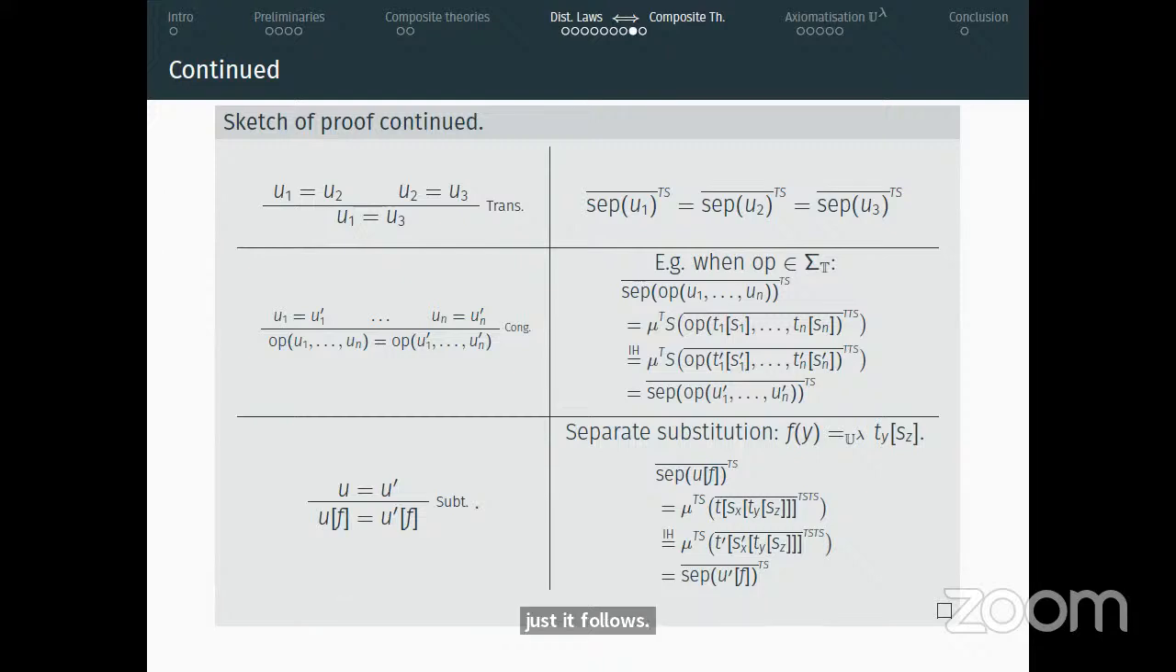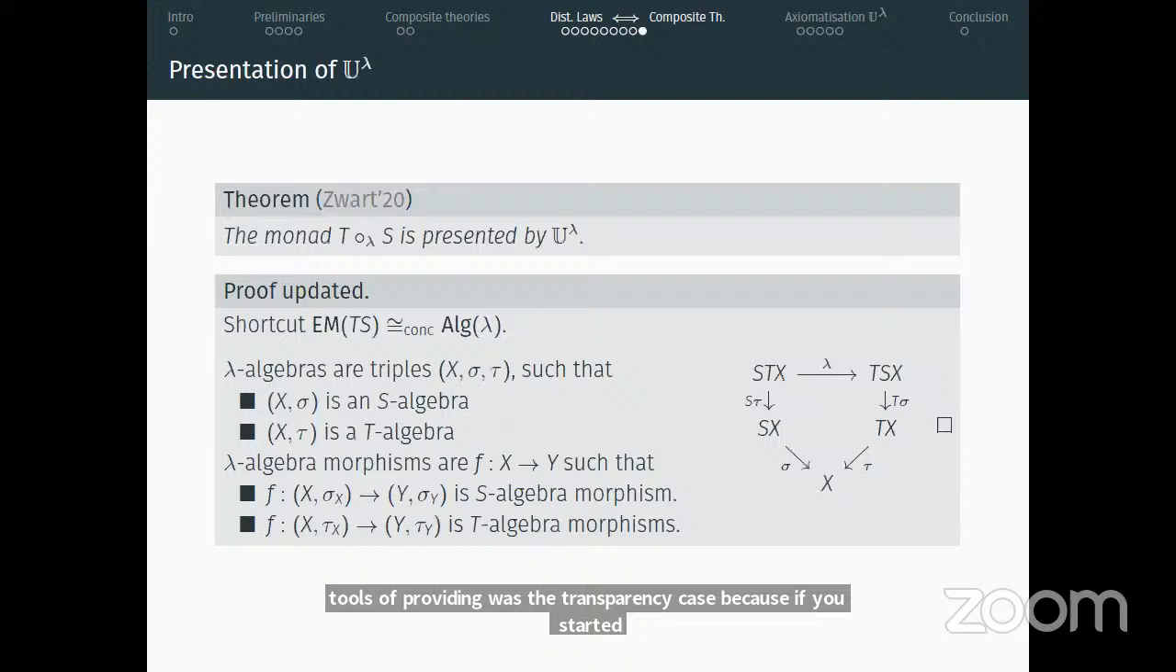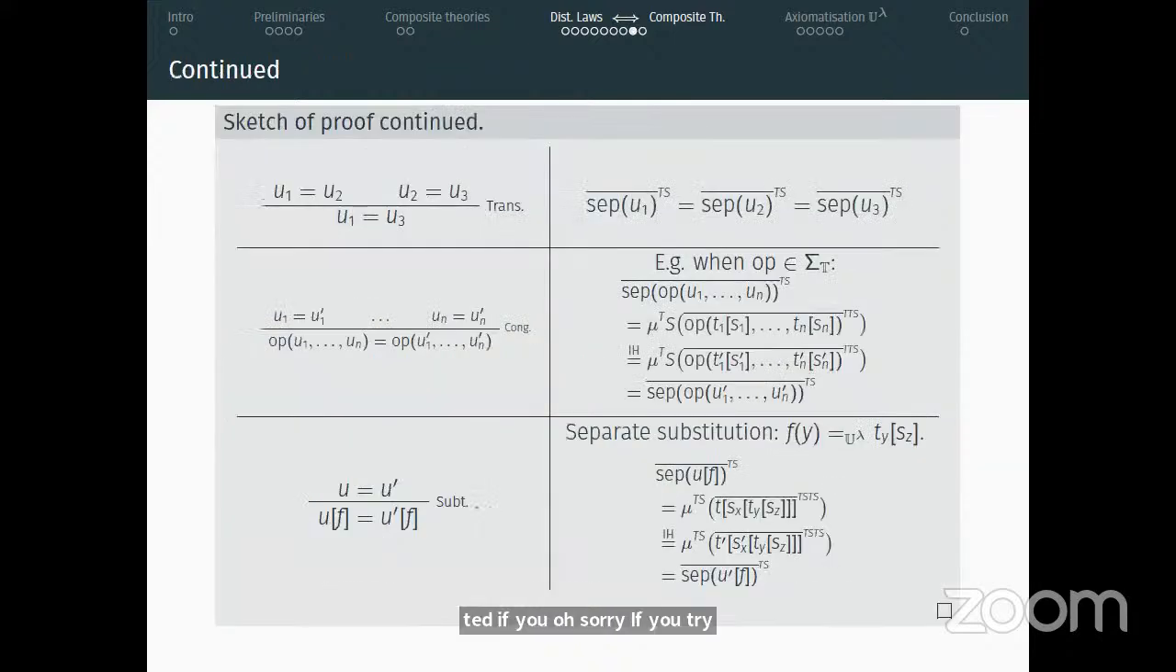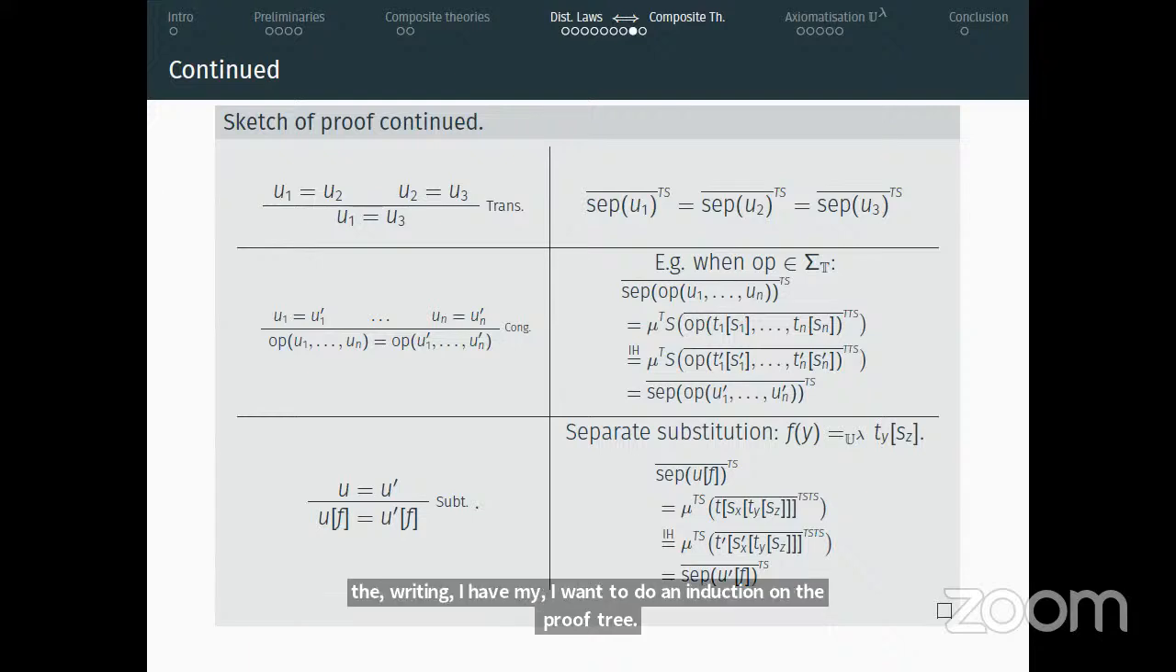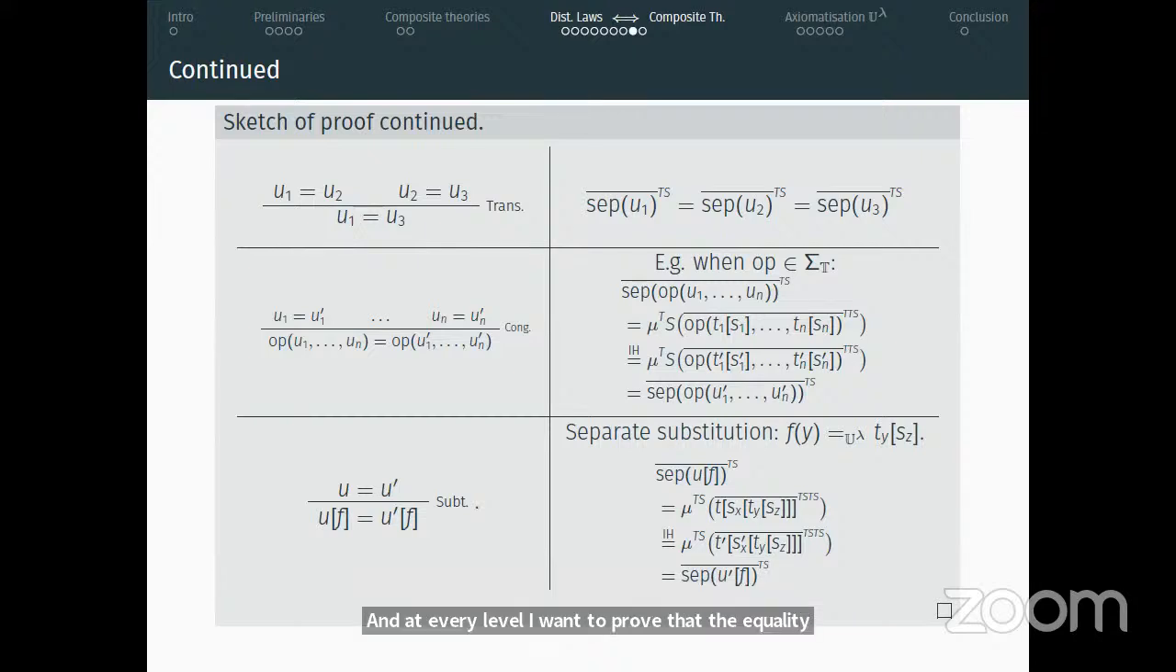The annoying part without these tools of rewriting was the transitivity case. If you try to do the proof without rewriting, you do an induction on the proof tree, and at every level, you want to prove that the equality modulo ST is preserved. The problem is that you could go from U1, which is separated, to U2, which may be unseparated. If you have an equality of separated elements, U1 to U3, U2 might not be. And if you separate every level, you might separate U2 differently in both branches, right? Here above and here above. But now this is straightforward.